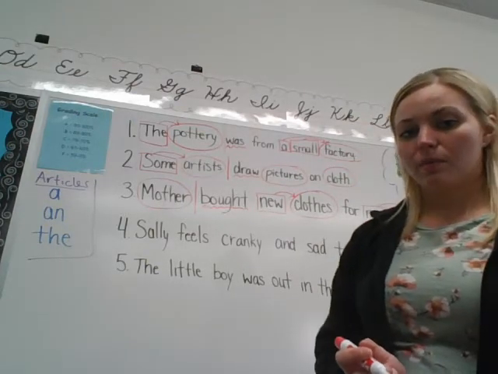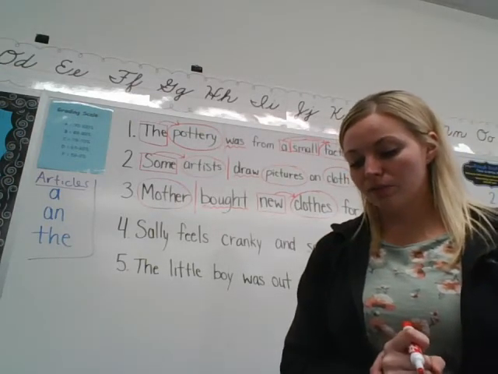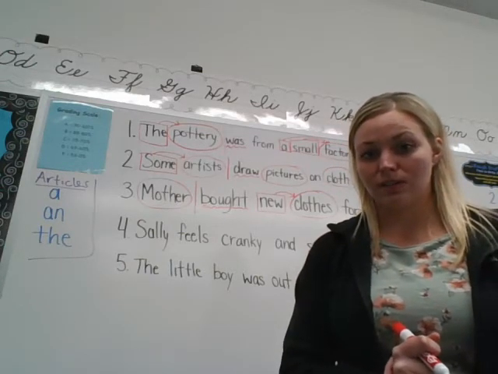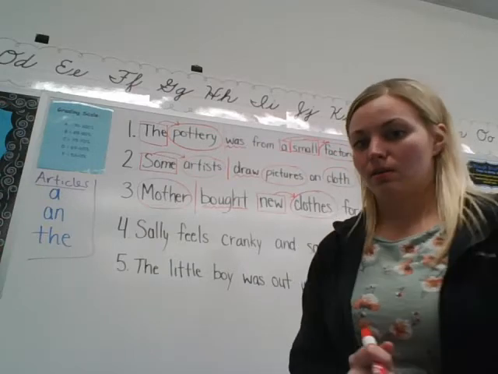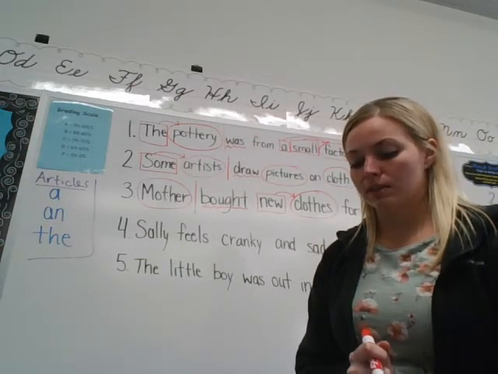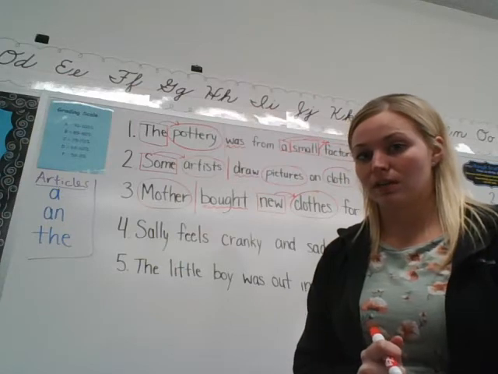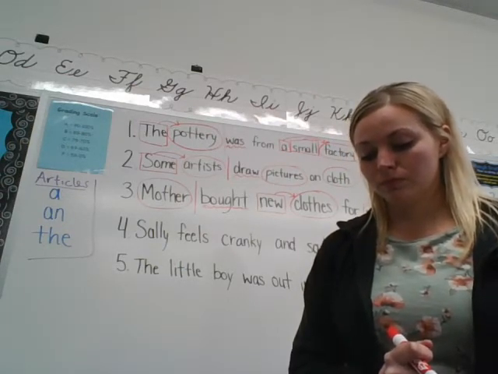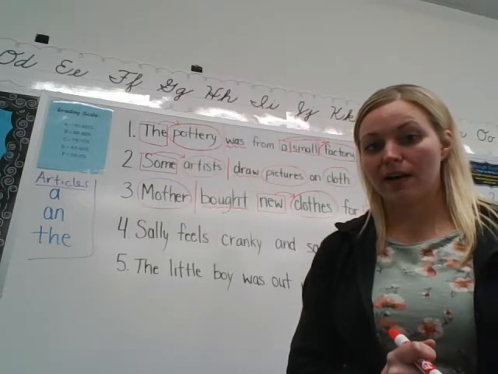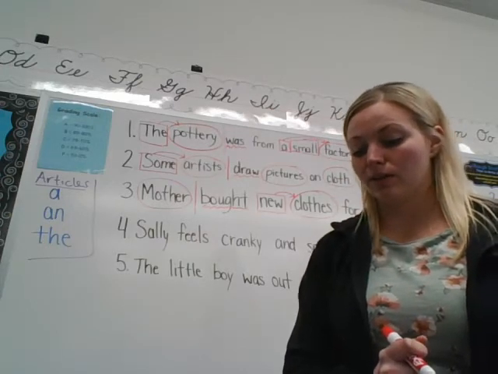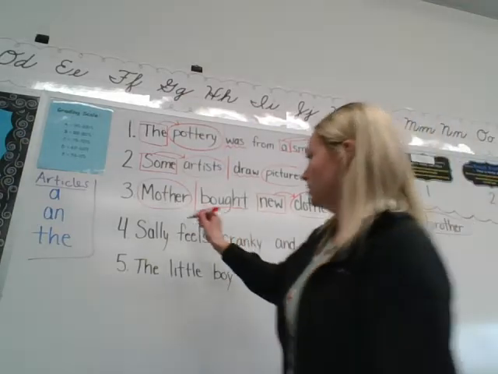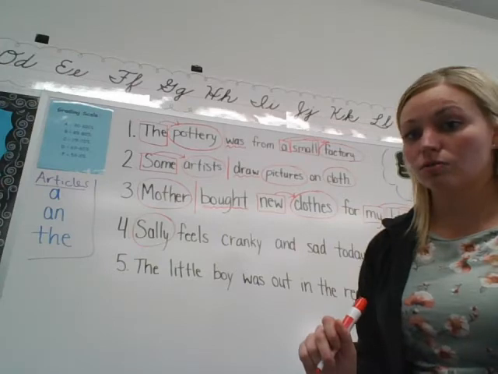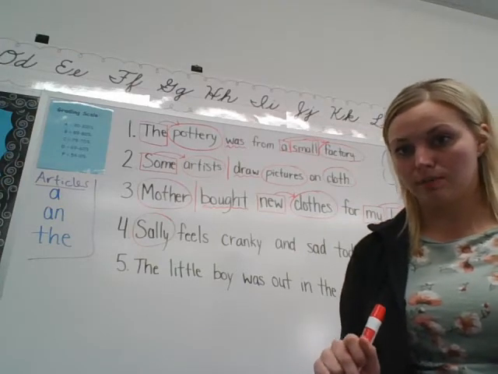Okay, number 4. Sally feels cranky and sad today. There's only one noun in this sentence. I know that's a little bit confusing and different. So try and find the one noun in this sentence and pause me if you need to. You should have circled the noun Sally. Sally is the only noun in this sentence. Sally is a person, and she is who the sentence is about, so she's the subject.